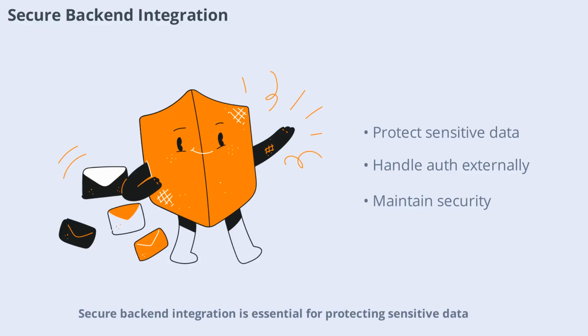Secure backend integration is essential for protecting sensitive data. By handling authentication and authorization outside the LLM context, you ensure that secrets like API keys are never exposed, maintaining a high level of security.